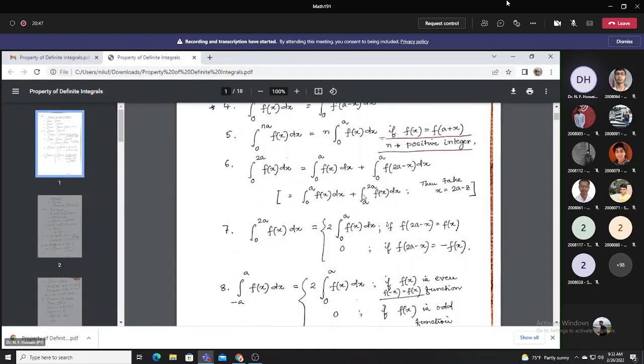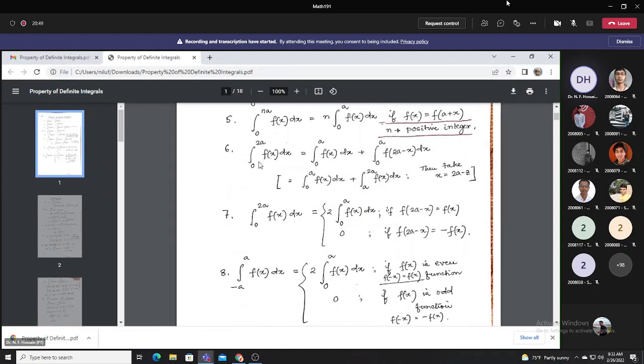Now, number 6. Integral 0 to 2a f(x) dx will be equal to integral 0 to a f(x) dx plus integral 0 to a f(2a minus x) dx. Here, how to get it? At first you write this integral as 0 to a f(x) dx and then integral a to 2a f(x) dx. Then you use a substitution, x equal to 2a minus z.